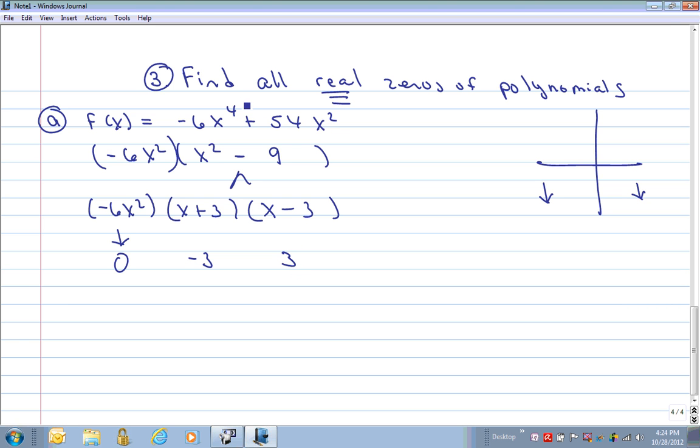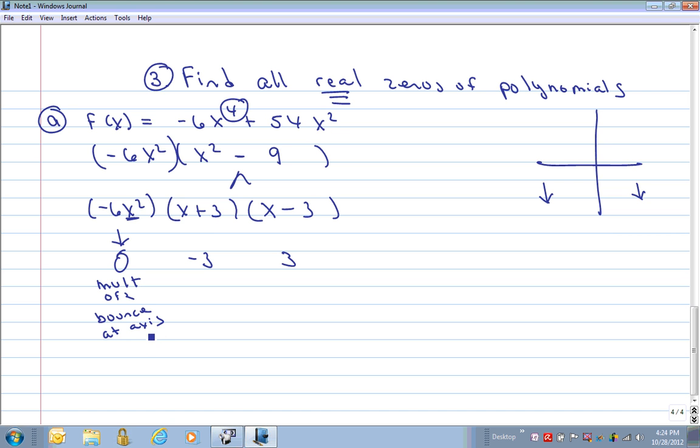But wait a minute, we thought we were supposed to have 4 zeros. Oh, and we do, because this x squared would actually occur twice. That could be x times x, so that would give us 2 zeros, and the value of those zeros is 0. So this zero is an x-intercept, and it has a multiplicity of 2. And if it has a multiplicity of 2, then remember it would bounce when it hit the axis.